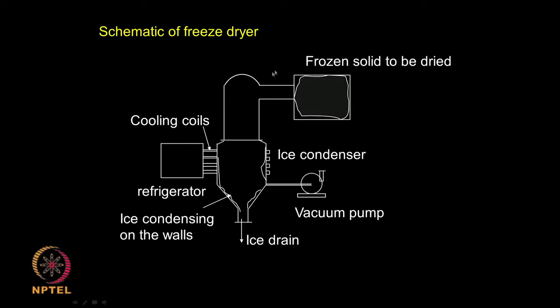So, a typical setup. What you have here is a frozen solid to be dried. Then, below the triple point, it becomes vapor, and then it is condensed as ice here, which is drained. So, you are applying a vacuum here. Okay. This is how it is set up. So, it is generally a batch process.